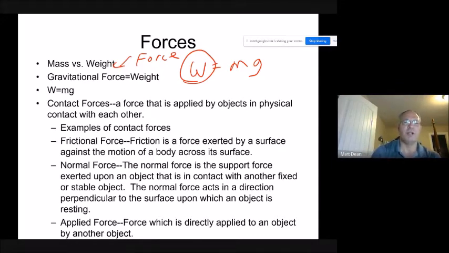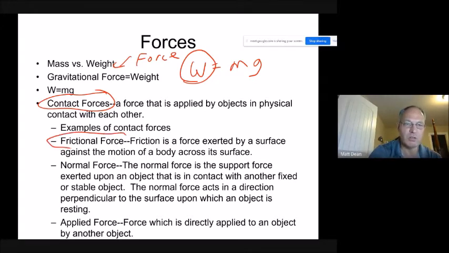Also in this unit, we're going to differentiate between contact forces and non-contact forces, or field forces. So a contact force is a force that's applied by objects that actually touch each other. We're going to talk mainly about three contact forces in this course.